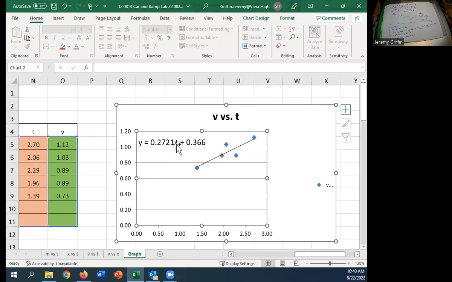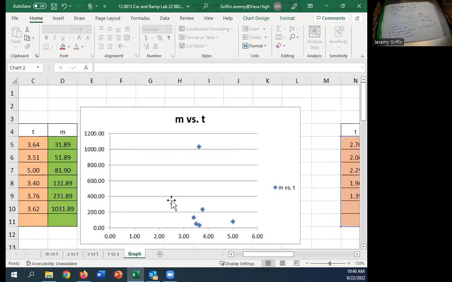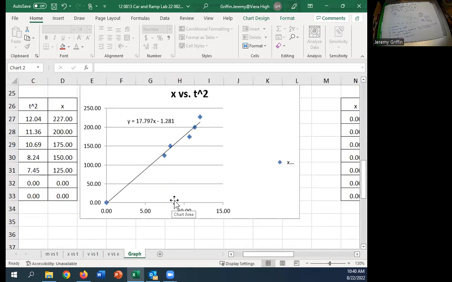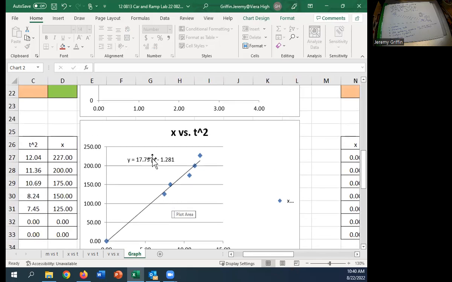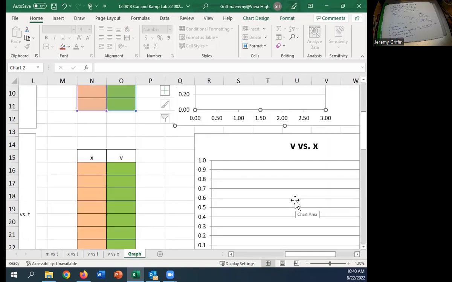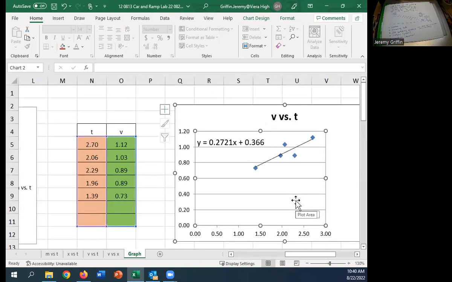Let's compare. Say we take that 0.27 meters per second squared and call it the acceleration. Let's compare to the other values, because I told you guys before, for x versus t squared, that this represents half the acceleration. Oh, but the units are different too. I think it's centimeters per second squared. So meters per second squared would be like 0.18. If you double that, say 0.36.